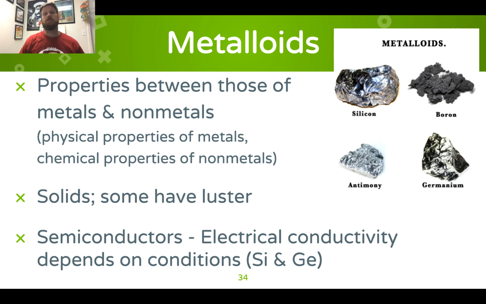So the group of elements between the metals and the nonmetals are called the metalloids. They will have properties between those of metals and nonmetals. They usually have the physical properties of metals, but the chemical properties of nonmetals. Some of them are shiny and have luster. Others of them are very dull. The most common uses for these elements is as semiconductors, because their electrical conductivity will change based on environmental conditions. So they have a lot of specific uses out in the real world.